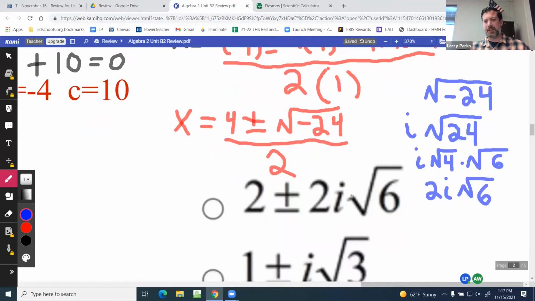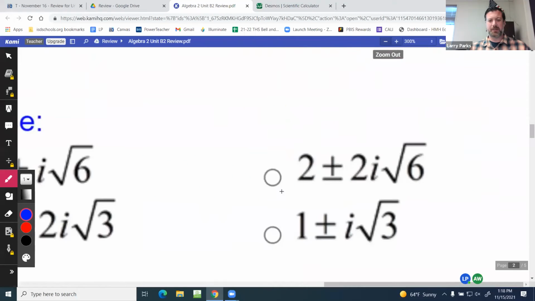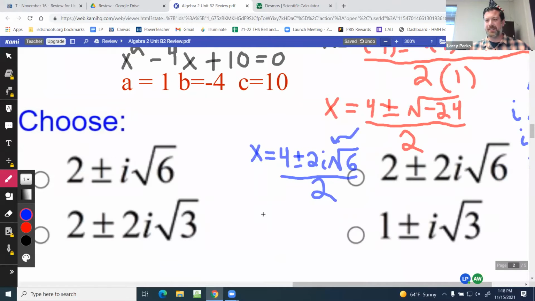Now it's tempting to click that, but let's see. So now going over here, I have x is equal to 4 plus or minus 2i square root of 6, all over 2. Now let's see if any of these answer choices match up. They do not. Did I mess up? No, there's one more step.